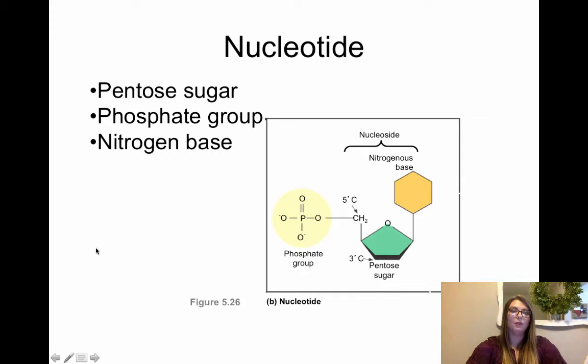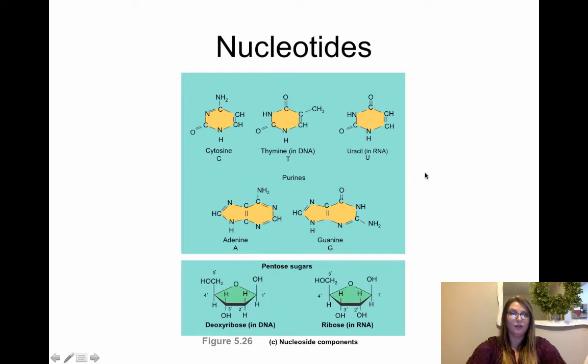So again, let's go over our nucleotide. We know that we have a pentose sugar. Pent means 5, so we have a 5-ringed sugar. We have our phosphate group, and then we have a nitrogenous base or a nucleotide. So let's discuss the different types of nucleotides. So you will be responsible for knowing the difference between pyrimidines and purines, knowing the different names.